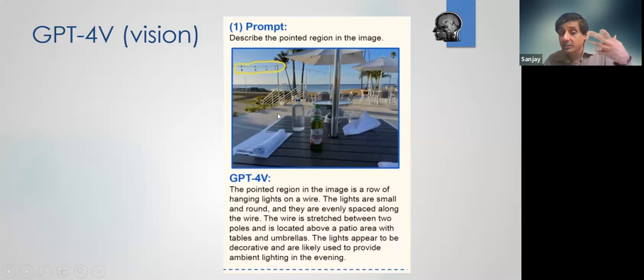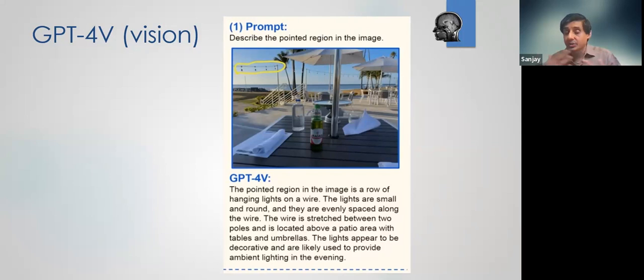So it may have had to make those types of assessments that wires don't just hang in empty space. They kind of connect over. The lights are small and round, and they are evenly spaced along the wire. The wire is stretched between two poles and is located above a patio area with tables and umbrellas. The lights appear to be decorative and are likely used to provide ambient lighting in the evening. So this picture is not about evening, but it kind of figured out that lights are used to illuminate when it's dark. And it knows that evening is a situation when the outdoors becomes dark and you especially need lights outdoors because the sun goes away.